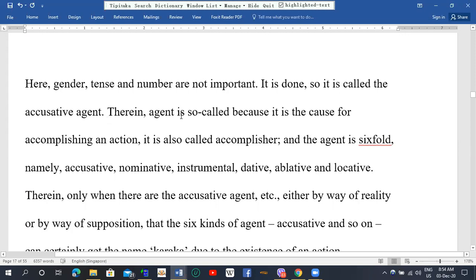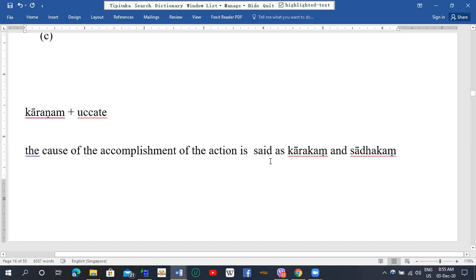Cause. Aging is so called because it is the cause for the accomplishment of action. The cause, aging is so called, look at here. And the cause of the accomplishment of the action is said as karaka and saraka.